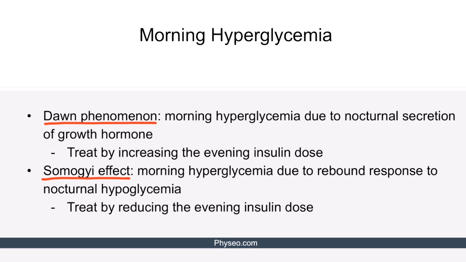Now, when a patient has hypoglycemia, even nocturnal hypoglycemia, there will be increased secretion of counter-regulatory stress hormones, such as cortisol and epinephrine, that are released in an attempt to increase blood glucose level. What they end up causing is a rebound elevation of blood glucose. So when the patient wakes up, they have hyperglycemia. So ironically, you treat the Somogyi effect by reducing the evening insulin dose because you're trying to prevent that nocturnal hypoglycemia.